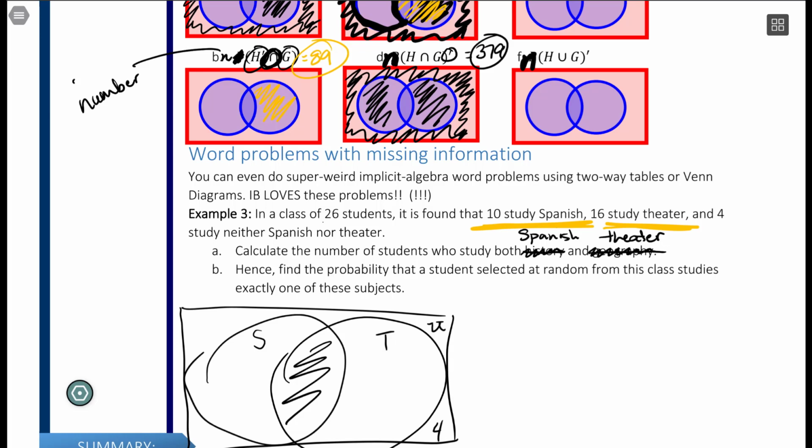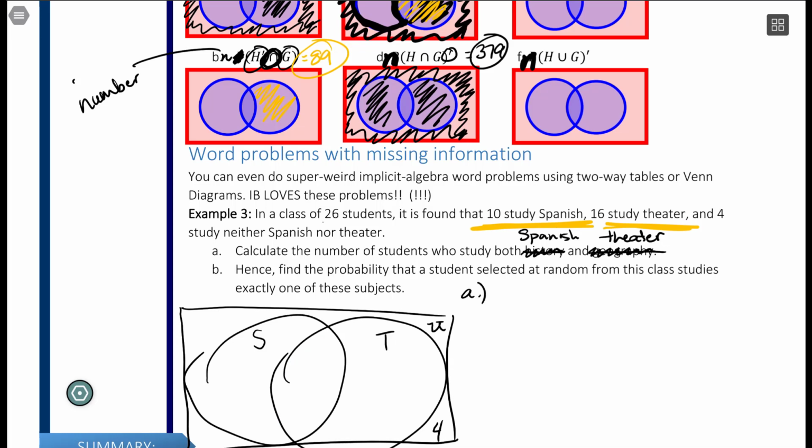No, the only thing is that we know that 10 total people study Spanish, which is anything inside of circle S, and 16 study theater, which is going to be inside of circle T. So what that tells me is that there's actually going to be some overlap here, and we need to figure out what that intersection is. That's exactly what part A is going to tell you, okay?